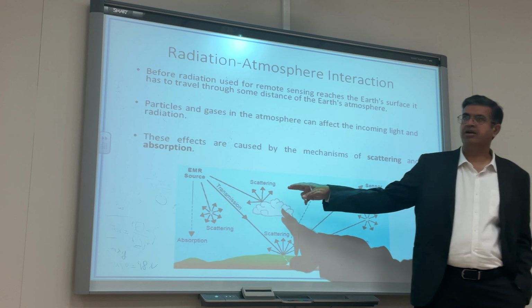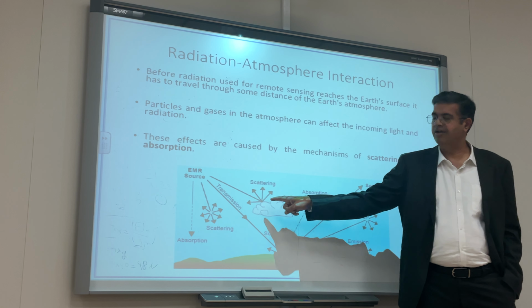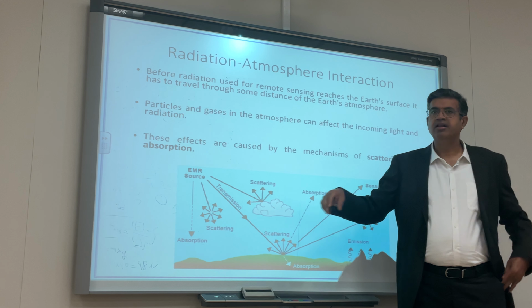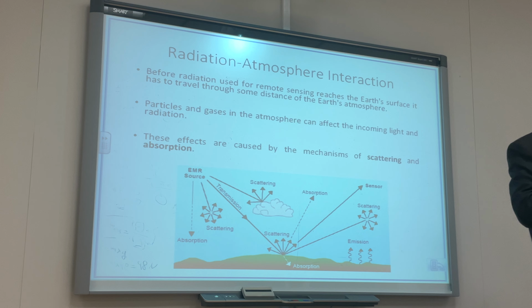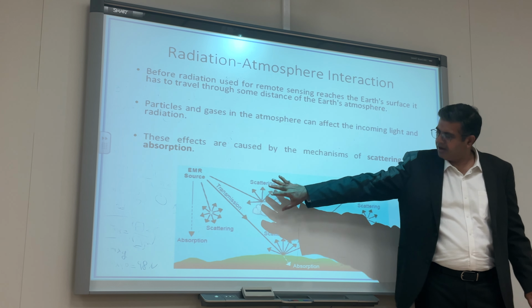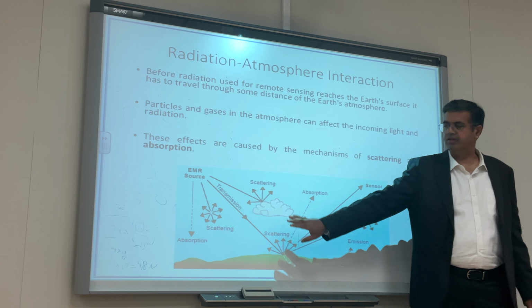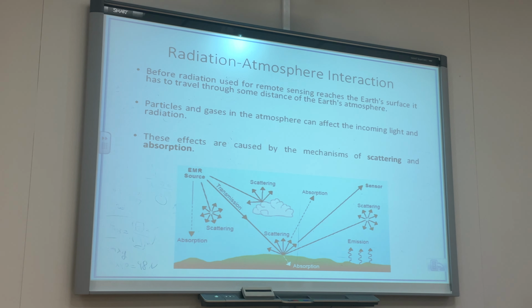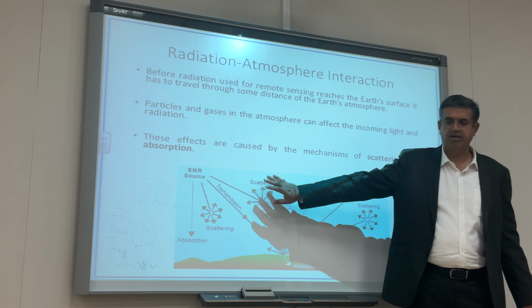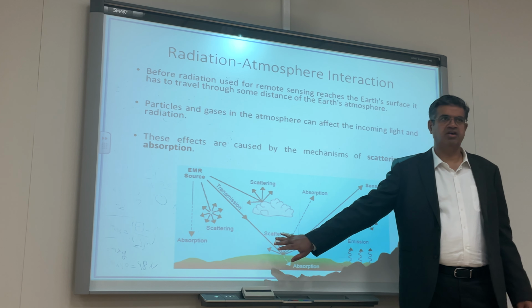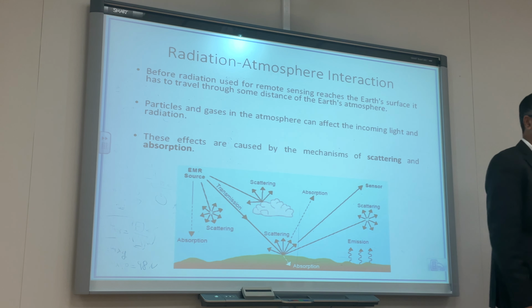The second one is scattering. The electromagnetic radiation strikes the particles present in the atmosphere, and is reflected or deflected in different directions. So it is not absorbed, but it also cannot reach the surface of the earth. It remains in the atmosphere, scattered in different directions, but it cannot pass through to reach the surface of the earth.